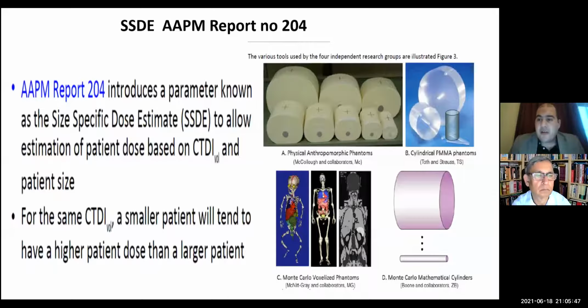That's the reason why we are following SSDE, size specific dose estimate, AAPM report number 204. An independent research group used Monte Carlo simulation, physical anthropomorphic phantoms, and cylindrical phantoms to get a conversion factor which depends on the patient size. Using the CTDI value and this conversion factor, we get the size specific dose estimate, which expresses the average dose of patients.